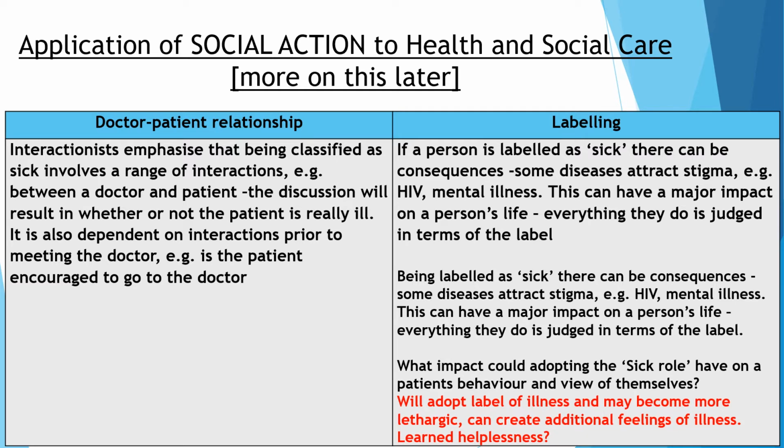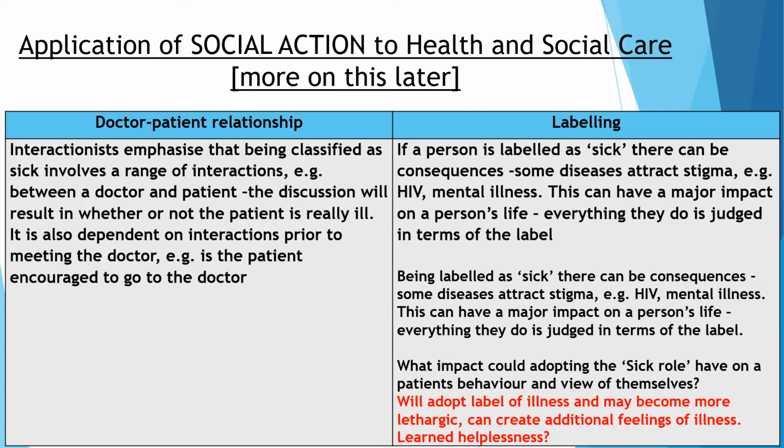So the idea being that doctors will have a discussion with the patient, they will think about their illness, they will talk about their illness, doctors will make a decision about whether the patient is actually ill. And really it's the interaction between the doctor and the patient that determines the decision the doctor makes. So it's looking at the interaction between the two, that's been key here. That also then filters into labelling theory. So if a person is labelled as sick, there can be consequences.